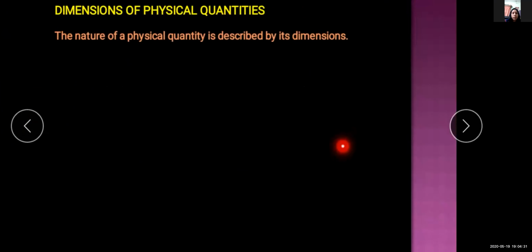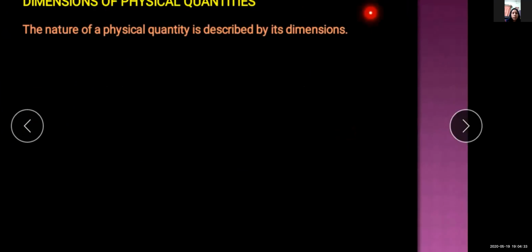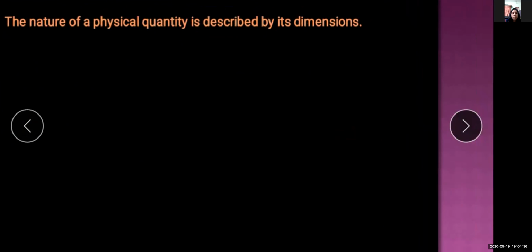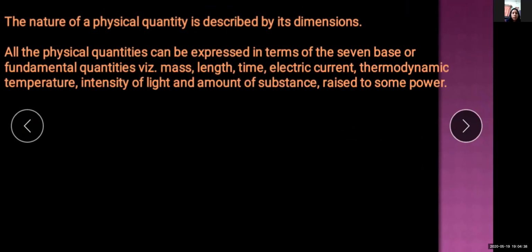Now let's come to the point, dimensions of a physical quantity. The nature of a physical quantity is described by its dimensions. All the physical quantities can be expressed in terms of 7 base or fundamental quantities. We have already discussed this topic. These are mass, length, time, electric current, thermodynamic temperature, intensity of light, and amount of substance, raised to some power.